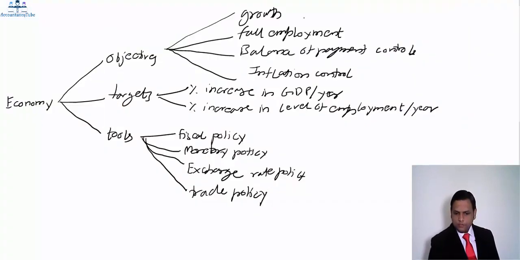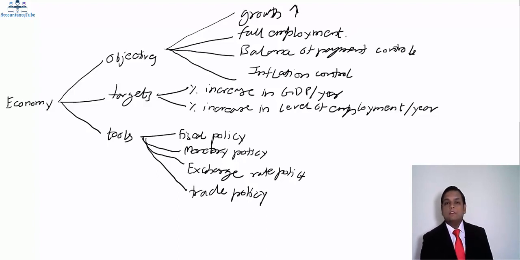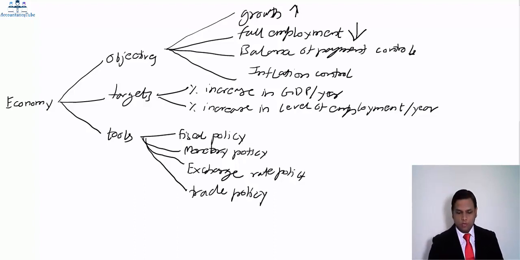Now, the thing is, growth can be achieved via modern technology. In this case, the government is increasing growth, but at the same time, that growth is achieved via mechanization, via industrialization, resulting in a decline in this objective, that is full employment. That's again one of the things which the government is focused on. So you can see how easy it is for the objectives to collide with each other.